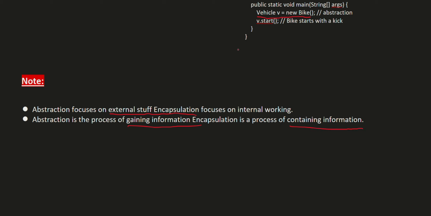The start method in the above example of the vehicle class doesn't have any information. It gains the information while creating an object, whereas encapsulation is the process of containing information. How well the information is contained for data hiding is called encapsulation.